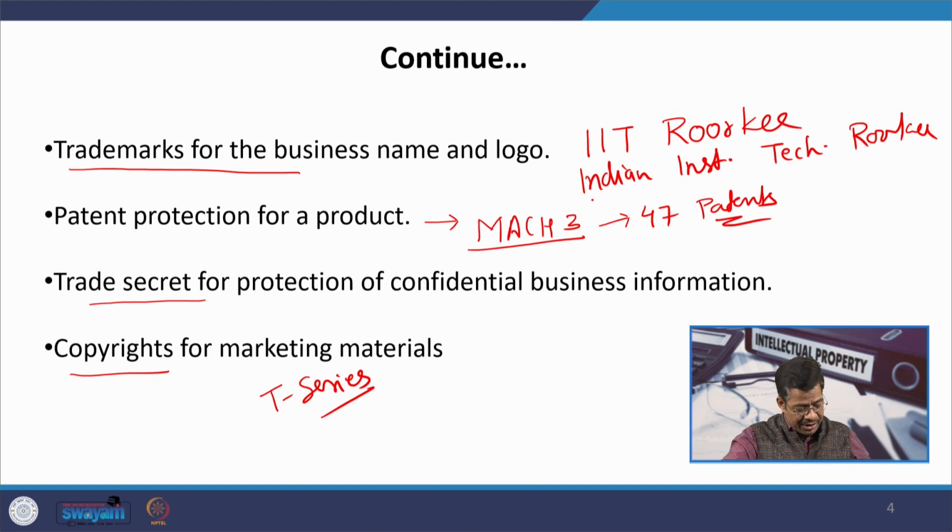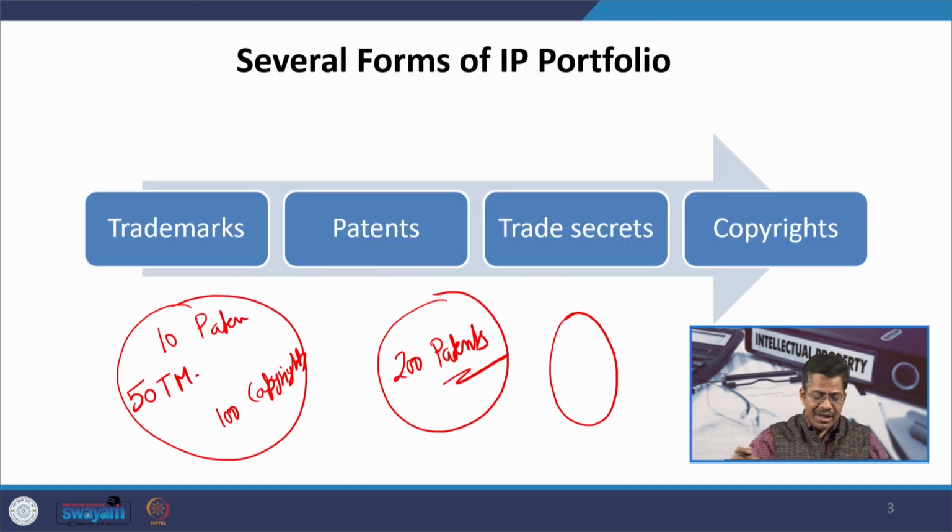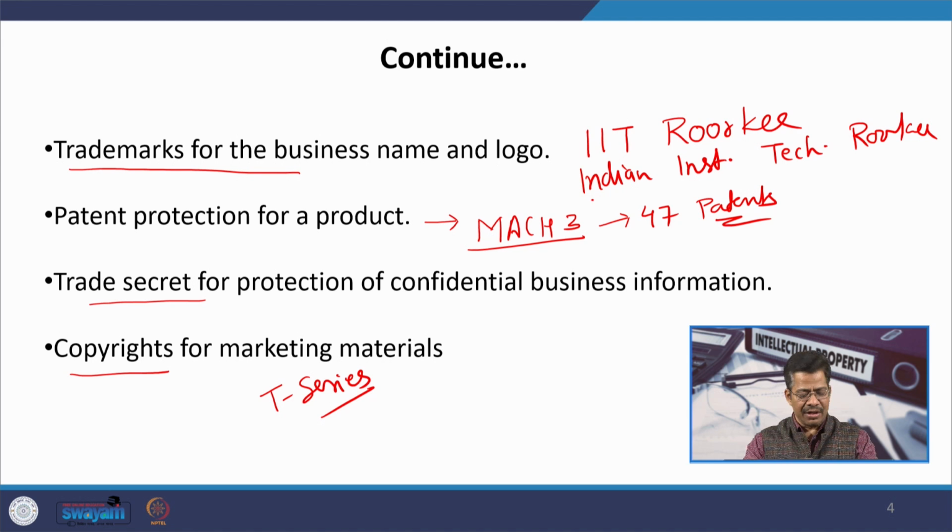And as I just said, organizations can also make a portfolio of a combination of these different types of IPs. For example, in the case of T-Series, copyright is most important for all these OTT platforms. They are enjoying the copyrights of all the products they have. So, they are least bothered about patents and other kinds of information.